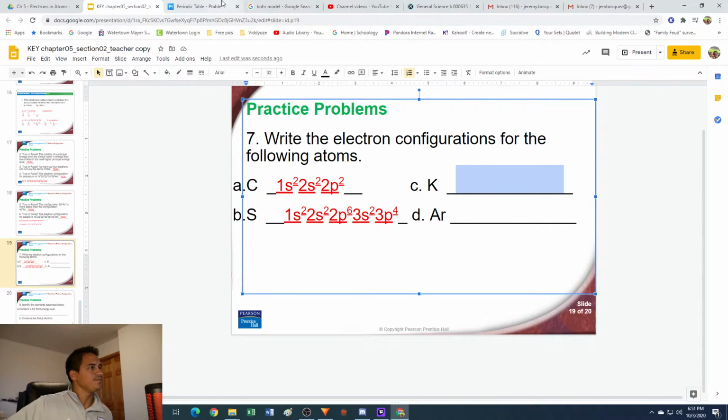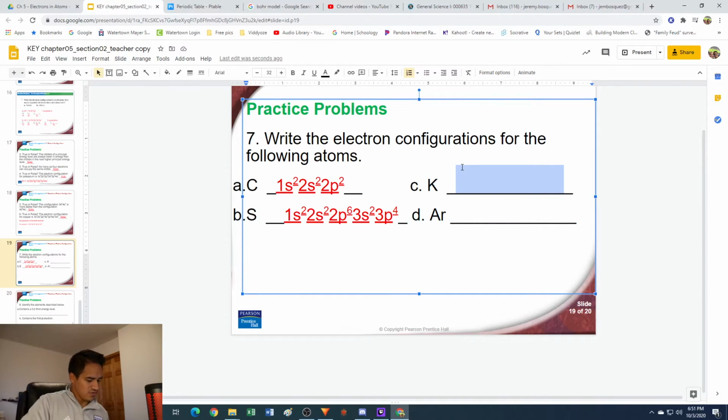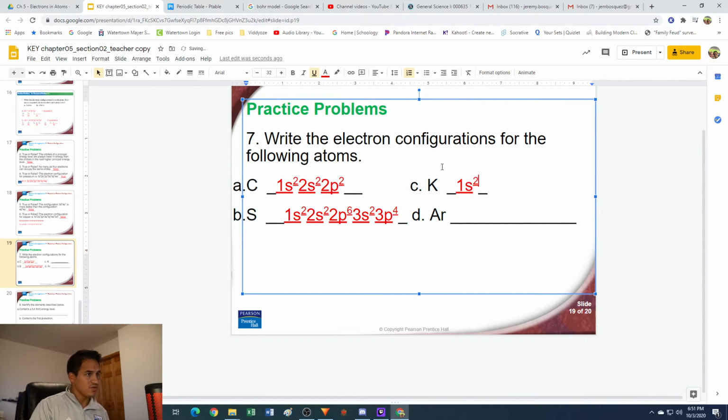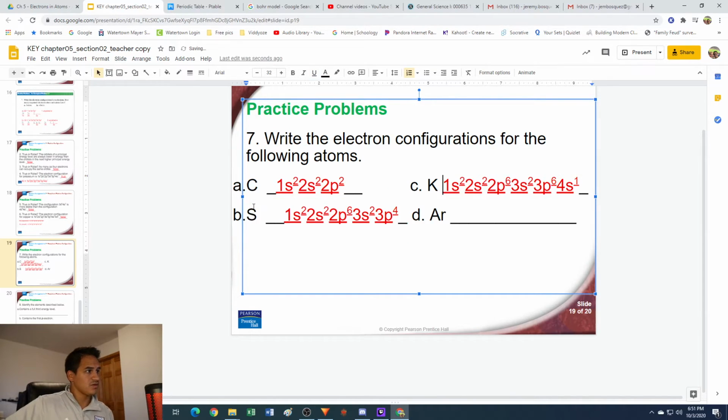For potassium, potassium is down here in the fourth row. S block, it ends in 4s1. So for that one, we're going to have 1s2, 2s2, 2p6, 3s2, 3p6, 4s1. I was going to say, I try to get this on the same line.